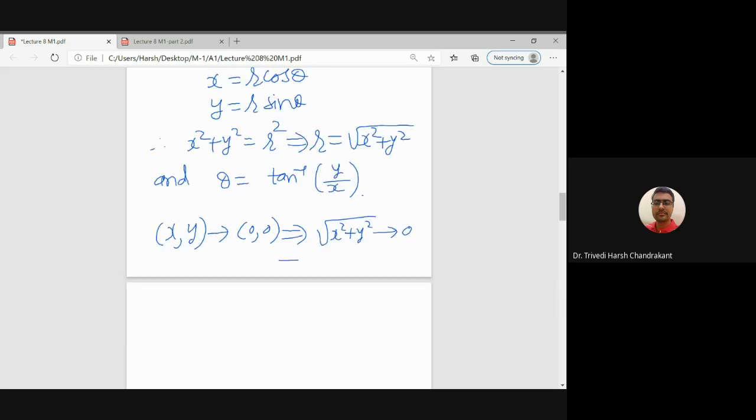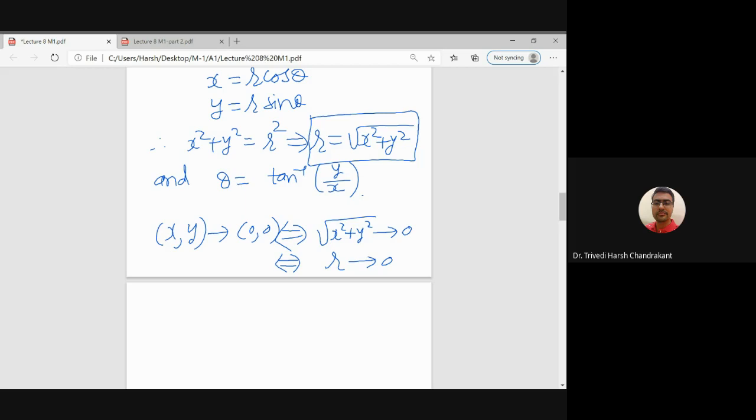And this square root of x squared plus y squared is nothing but r. So the radius r also approaches 0, and the converse is also true. r equals square root of x squared plus y squared, and if square root of x squared plus y squared approaches 0, then by one of the remarks we have seen, the point (x, y) approaches the origin.